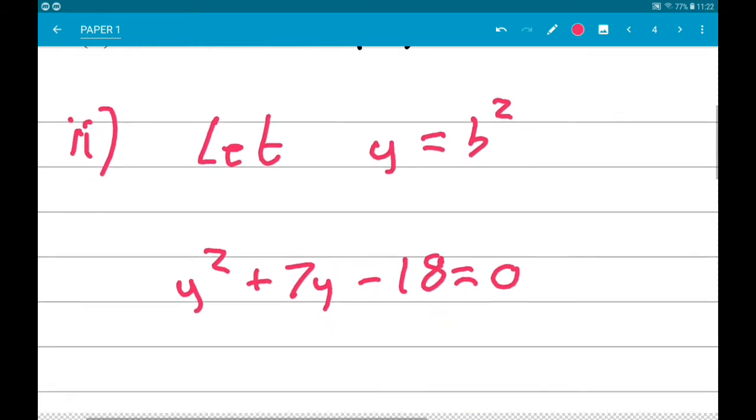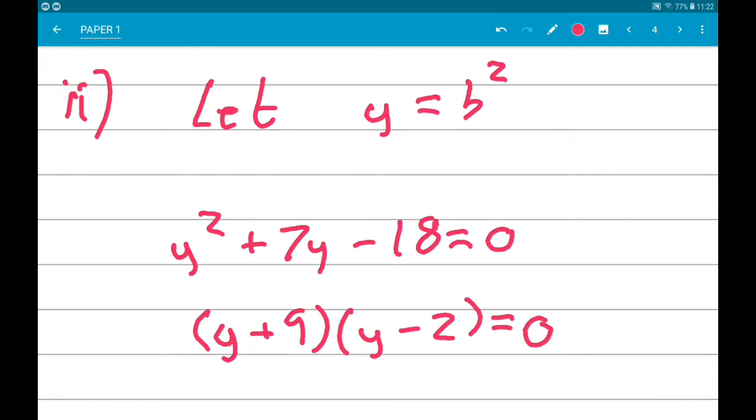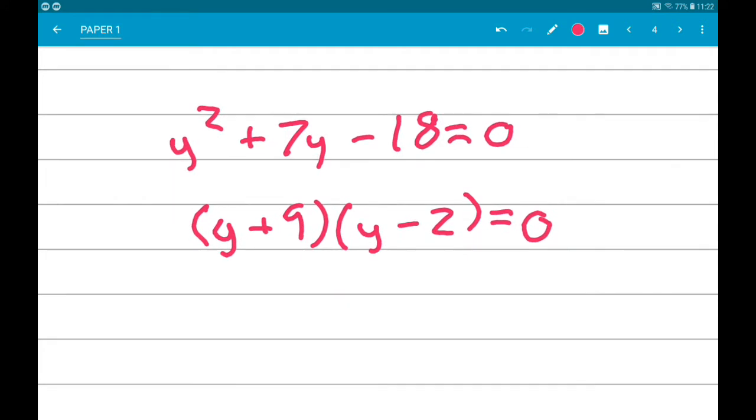Which factorizes to y minus 9, no, sorry, y plus 9, times y minus 2, so y is then -9 or 2.